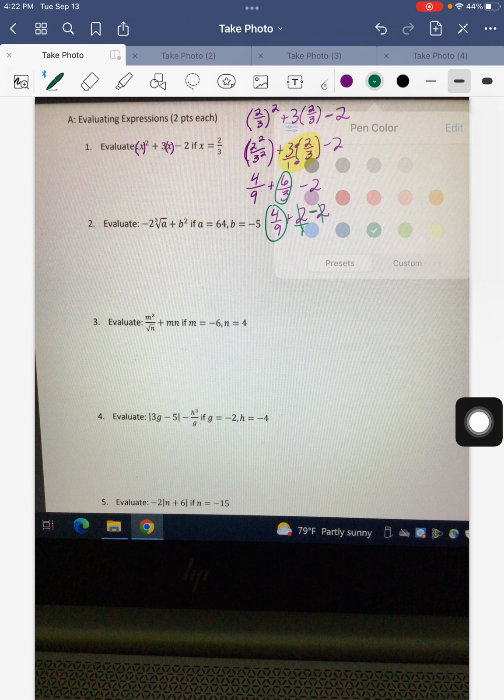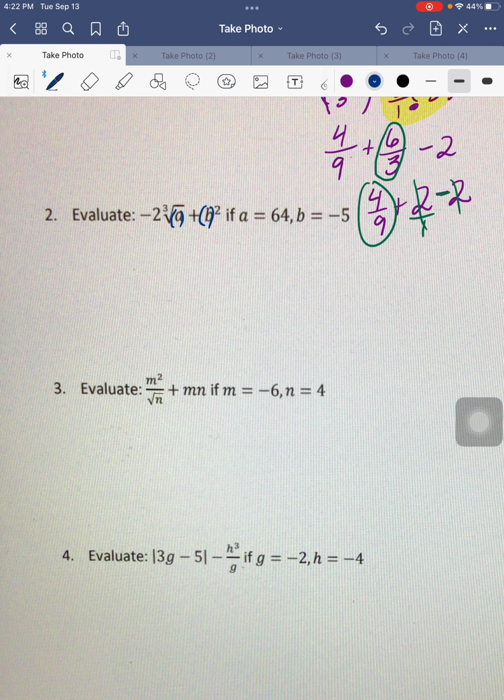All right, problem number 2. Where the a is and the b, we're going to substitute 64 and -5. So -2 cube root of 64 plus -5 squared. Please put these in parentheses when you substitute in. So the cube root of 64 is 4. You can find that in Desmos, under the function key. And this is 2 times, so it's 2 times 4.